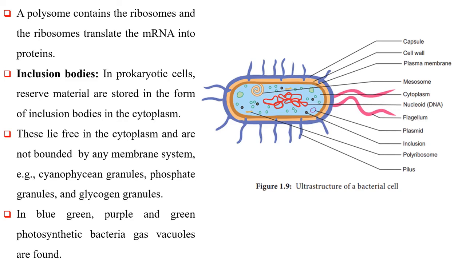Inclusion bodies. In prokaryotic cells, reserve material are stored in the form of inclusion bodies in the cytoplasm. These lie free in the cytoplasm and are not bounded by any membrane system. Example: cyanophycean granules, phosphate granules, and glycogen granules. In blue-green, purple, and green photosynthetic bacteria, gas vacuoles are found.